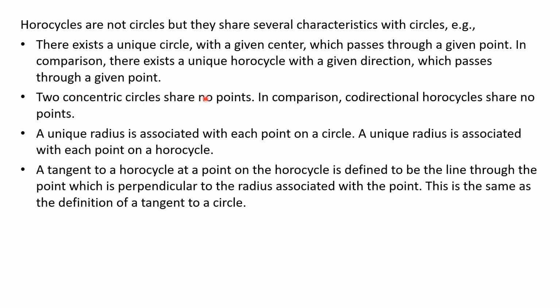Two concentric circles share no points. In other words, two circles with the same center, but they have different radii. In comparison, codirectional horocycles share no points. So we saw two of them on the previous slide that, of course, didn't have any points in common. A unique radius is associated with each point on a circle, and a unique radius is associated with each point on a horocycle. A tangent to a horocycle at a point on the horocycle is defined to be the line through the point which is perpendicular to the radius associated with the point. This is the same as the definition of a tangent of a circle.